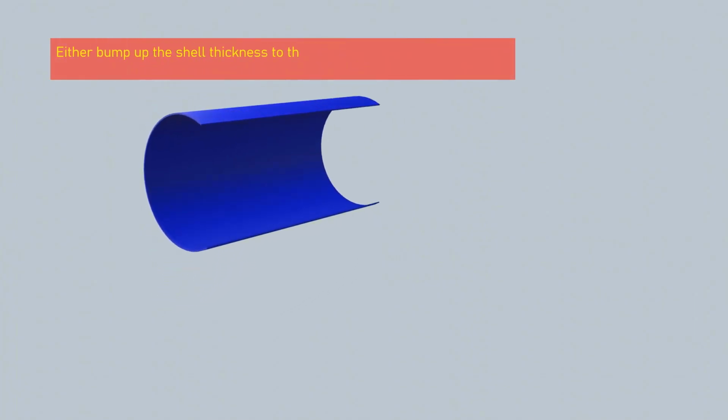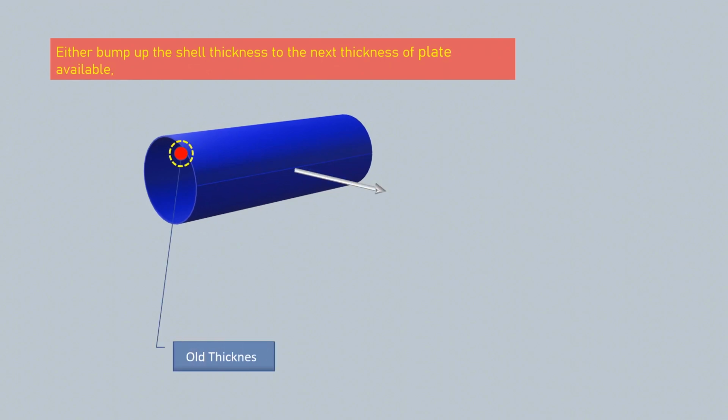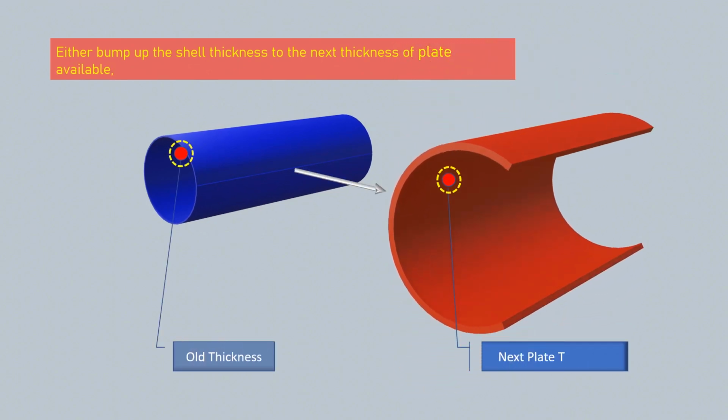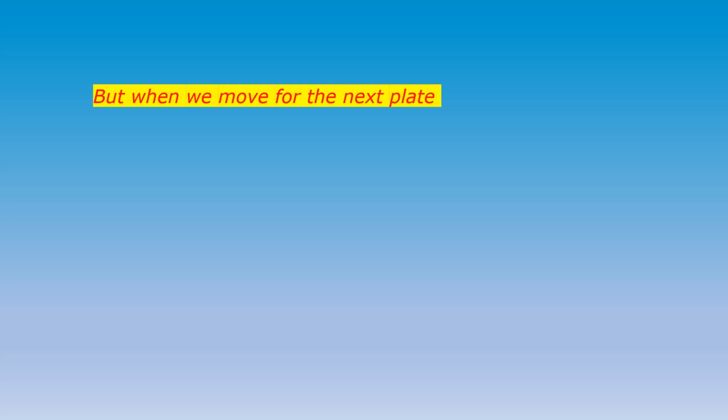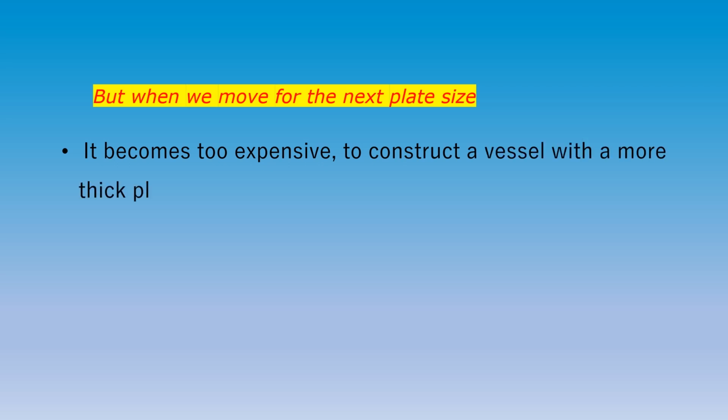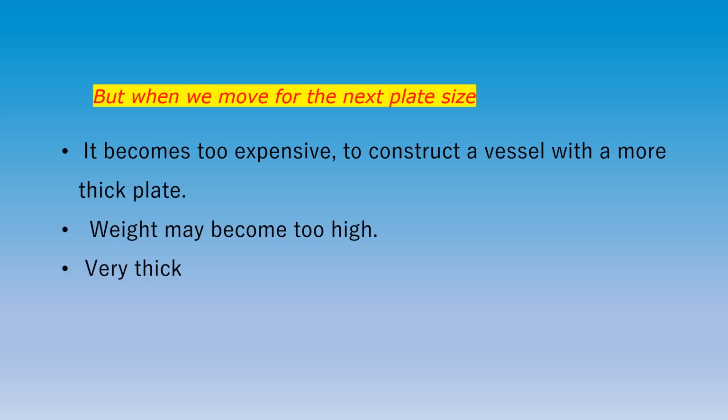Now in such a situation, there are two ways to proceed. The first way is to bump up the shell thickness to the next plate thickness available in the market and perform the whole calculation until we reach the desired design condition. But going this way, we can face the following issues. It becomes too expensive to construct a vessel with a thicker plate. Weight may become too high. A very thick sheet means overall high machining cost.